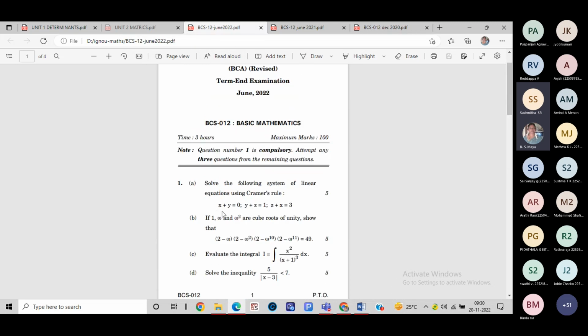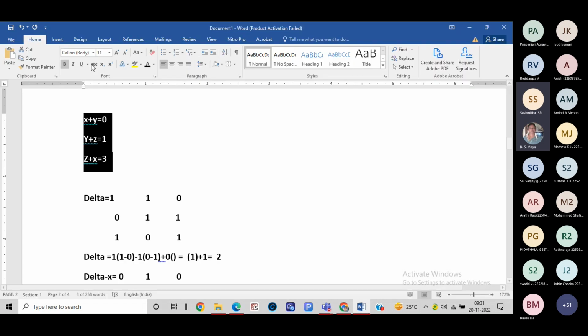See, when I go for that: x plus y is equal to 0, y plus z is equal to 1, z plus x is equal to 3. This is the question, is it clear? Shall we go for the answer? Yes, ma'am.